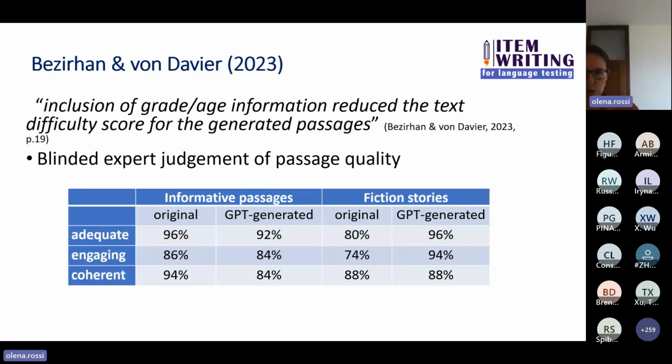However, for the fiction stories, GPT-generated passages all scored higher. I spoke earlier about GPT's hallucinations and the fact that it is more geared towards producing creative text than factually correct text. Might this be the reason behind the findings? I don't know. I'm just asking this question.